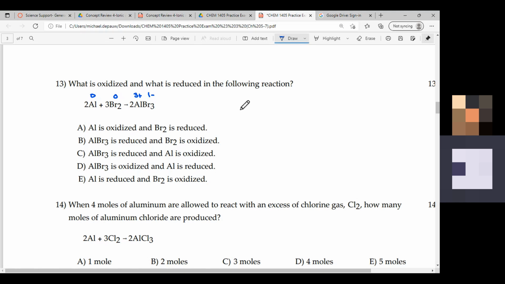Any element in its elemental state has an oxidation number of 0. What do I mean by any element in its elemental state? So any element that's by itself. It's not with other elements. See, this bromine, it's only with other bromines. This aluminum is only with aluminum.